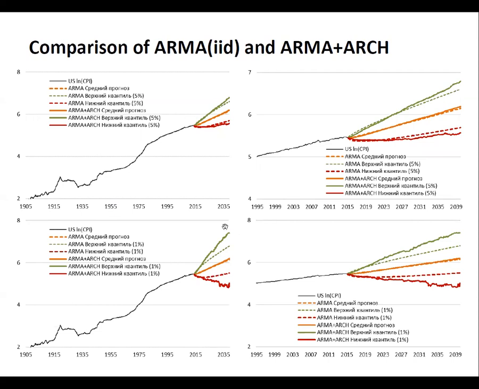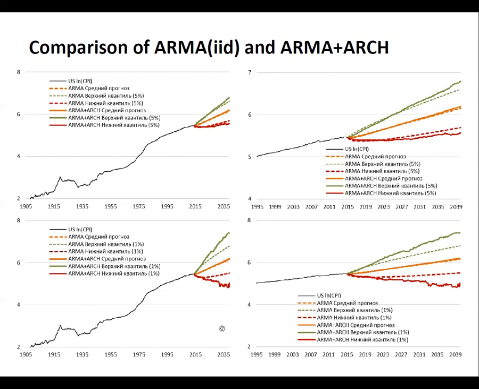Here you can see that the ARMA plus ARCH 5% quantiles slightly push the interval boundaries in comparison with the ARMA forecast. The average forecast for both ARMA and ARMA plus ARCH is approximately the same, but a small non-systematic error of course arises.